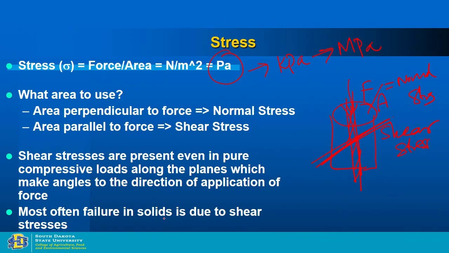So most often failure in solids is due to shear stress when you rupture the sample. When you go that far, rupturing the sample, the shear stresses experienced are up. Shear stress happens most of the time, and most of the failure occurs because of the shear stresses only, not compression stress itself.